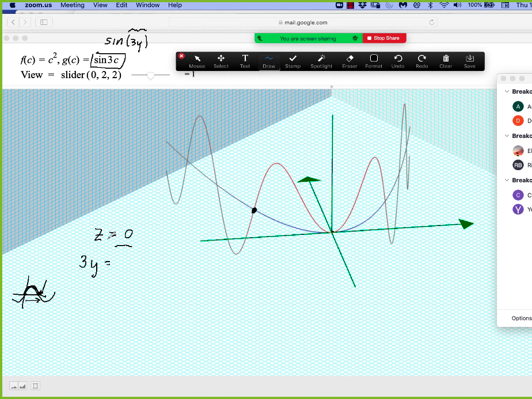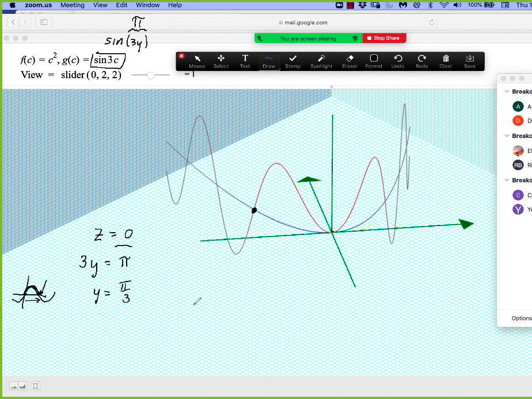Yeah, so the angle measure that makes sine 0 for the first time is pi. So then we want 3y to be pi. Does this make sense to everybody? This is sine returning to 0 for the first time. That means the argument of sine would be pi, but our argument is 3y. So then you said that y is? Pi over 3.